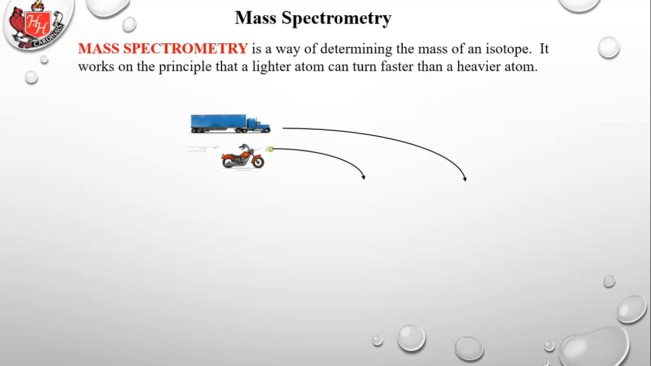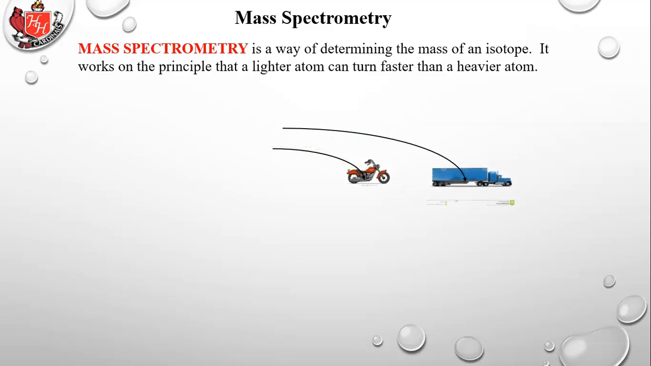Okay, so mass spectrometry is a way of determining the mass of an isotope. So remember that fundamental fact that this has to do with isotopes. That is, atoms of the same element but with different numbers of neutrons. And because they have different numbers of neutrons, they have different masses or weights. So it works on the principle that a lighter atom can turn faster than a heavier atom.